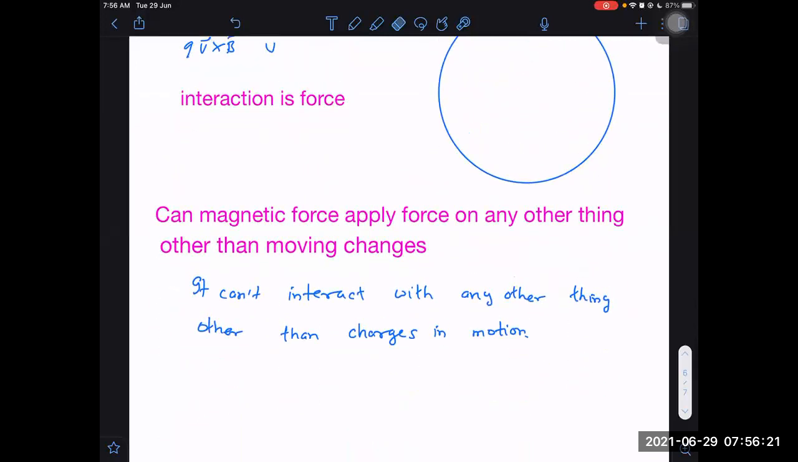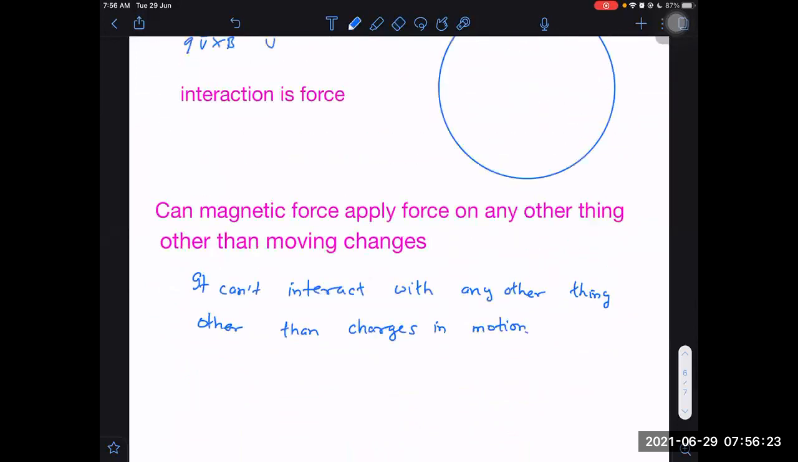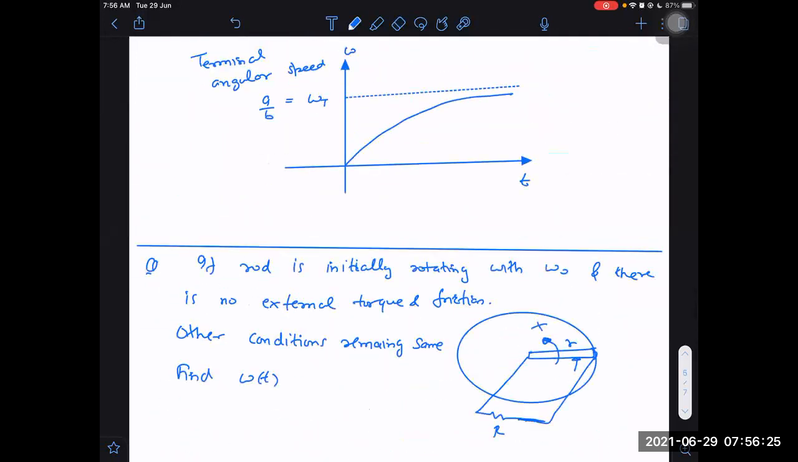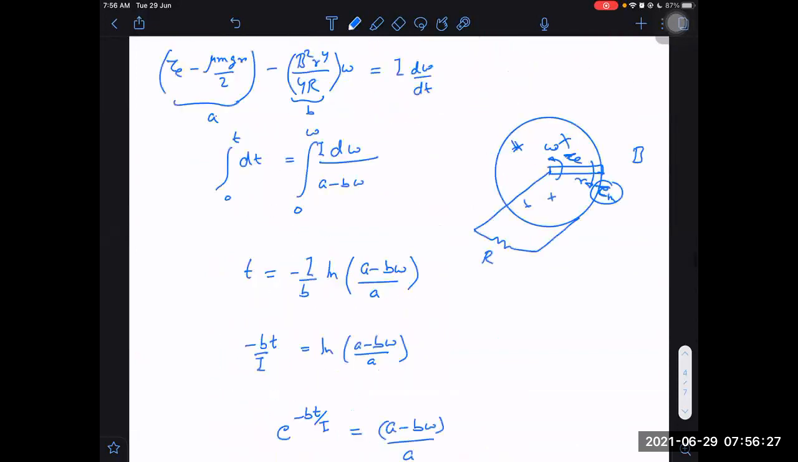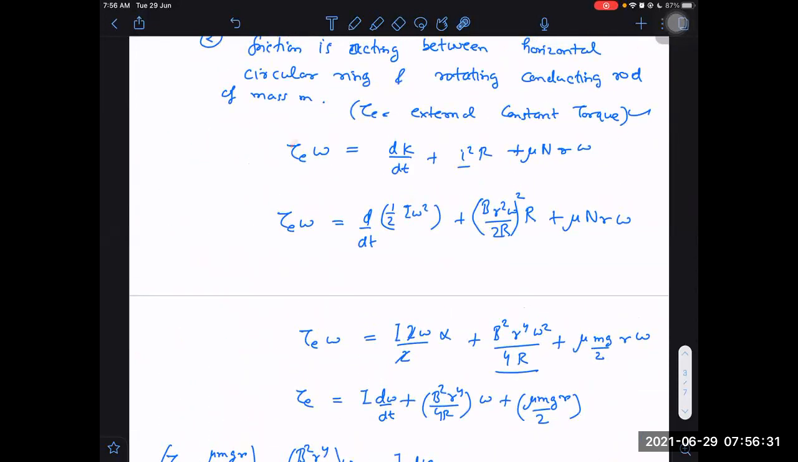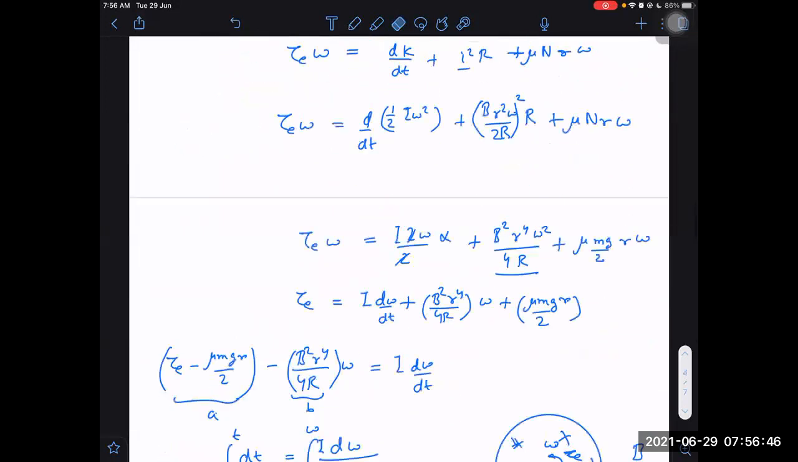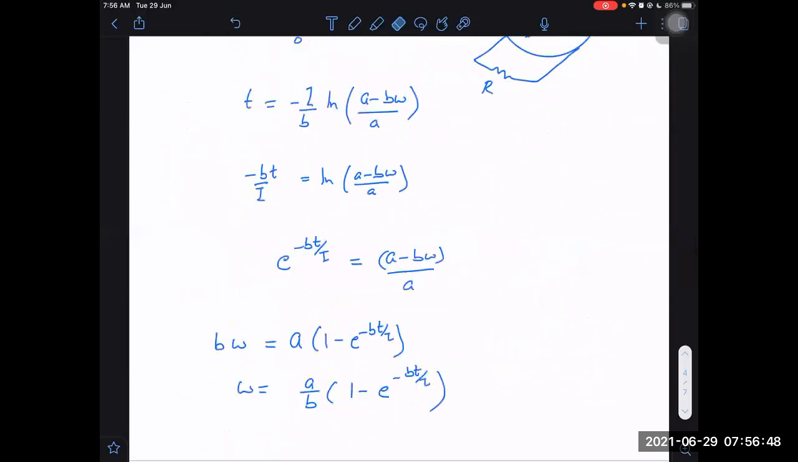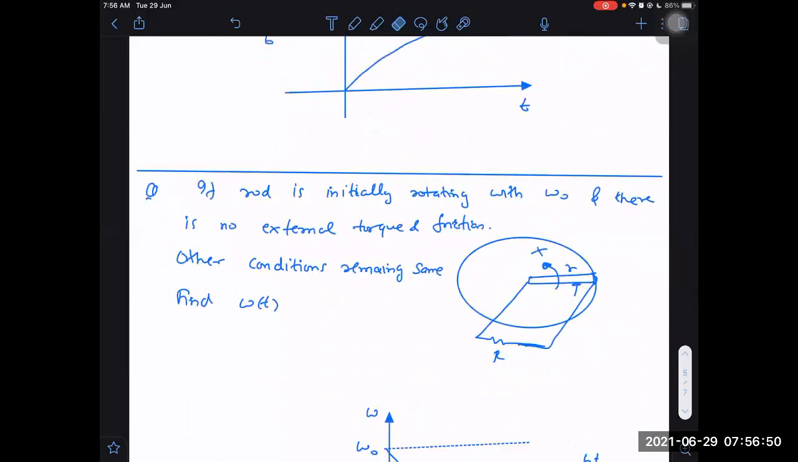So the point is that while I'm writing the question, where I wrote the question, this one, did you notice I wrote only torque? I wrote here tau E into omega is equal to this plus this plus this. Why did I not write torque E into omega minus torque magnetic into omega? I could have done that, but understand one thing here. If I do that, then what my equation would be?